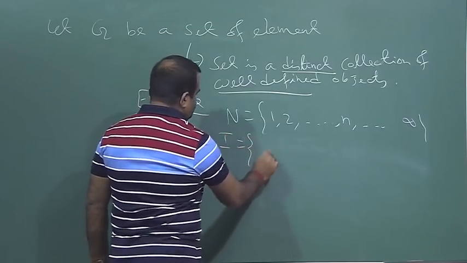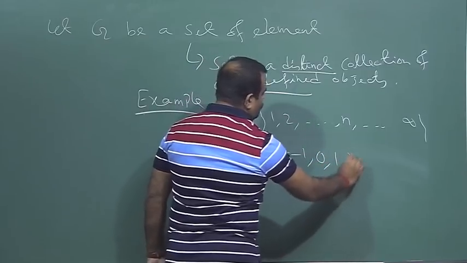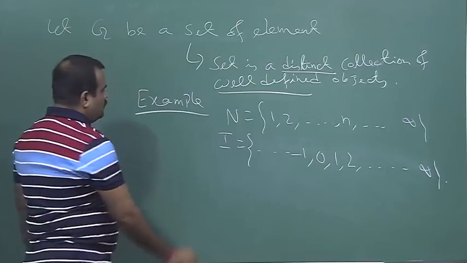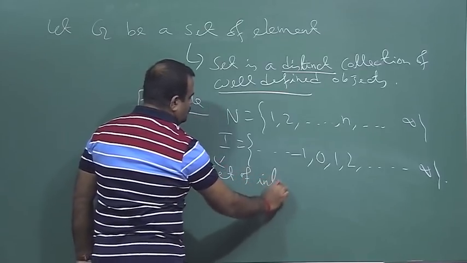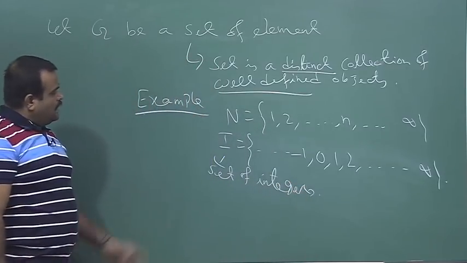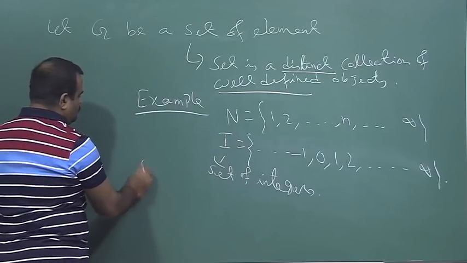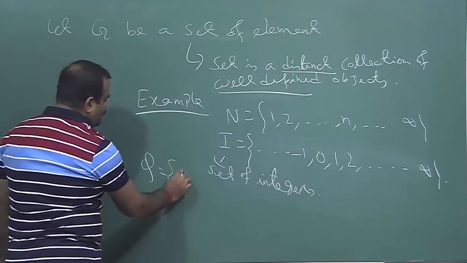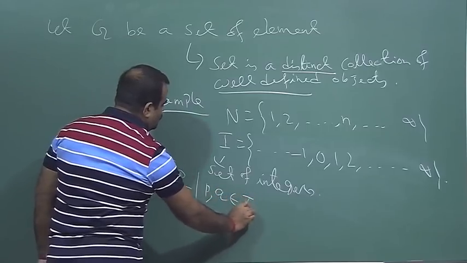Okay. So, another could be set of integers I, which is basically coming from minus infinity, minus 1, 0, 1, 2, dot infinity. This is the set of all integers. This is integer set. And then we have a set of rational numbers which is basically of the form p by q, where p and q are coming from the integer set.